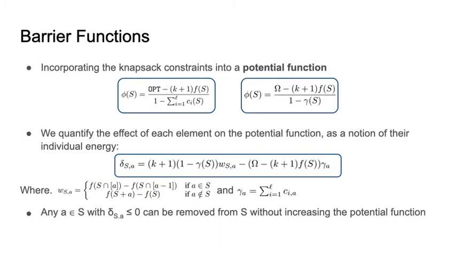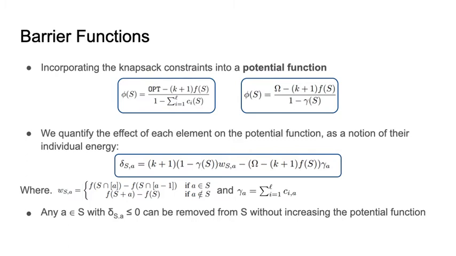Since we don't know the value of opt, we can replace it by omega, which could be estimated through some standard enumerating techniques. This potential function is designed in a way such that either the current solution respects all the knapsack constraints, or if the solution violates any of the knapsack constraints, we can guarantee that the objective value is already sufficiently large.